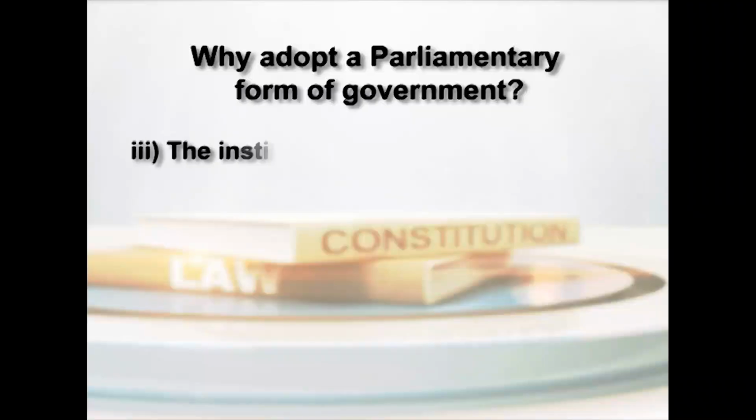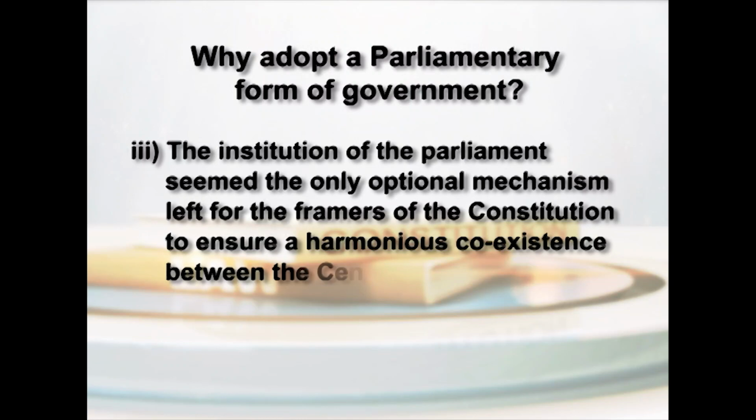The basic objectives like, for instance, the independence of judiciary, the supremacy of the constitution, the democratic polity, ensuring democracy in our country, and retaining the federal principle, all this would not have been possible without a parliamentary system of government. Finally, the institution of a parliament seems to be the only optimal mechanism left for the framers of our constitution to ensure a harmonious coexistence between the center and the states.